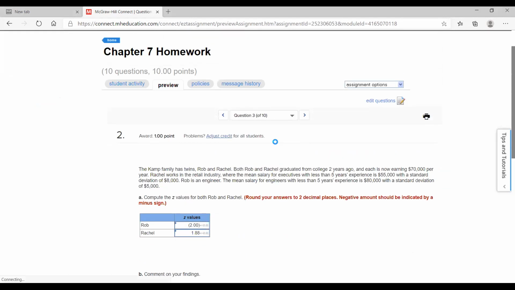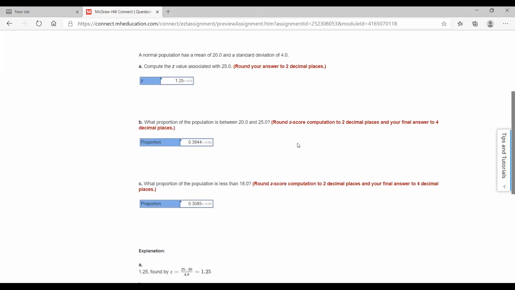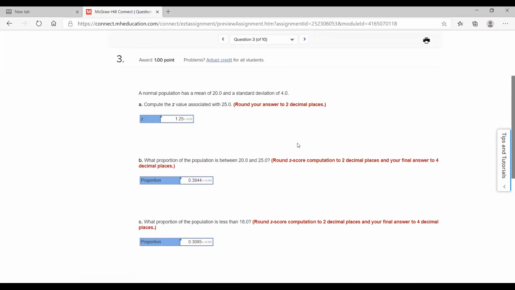Let's check out number 3. In this one, we're going to be looking at z, and then we're going to look up the z values to get the area. So I'll show you how to use the normal curve table. It says we have a normal distribution with a mean of 20 and a standard deviation of 4. So I usually like to label this as mu is equal to 20 and sigma is equal to 4.